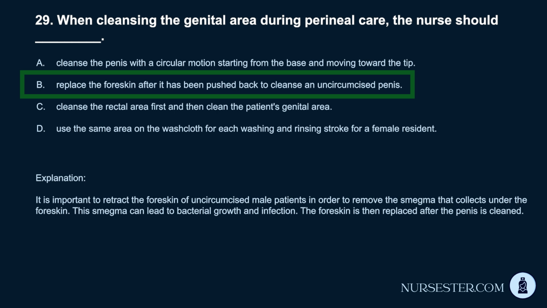It is important to retract the foreskin of uncircumcised male patients in order to remove the smegma that collects under the foreskin. This smegma can lead to bacterial growth and infection. The foreskin is then replaced after the penis is cleaned.